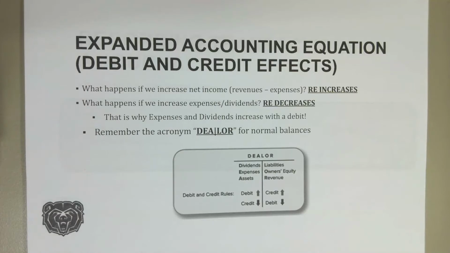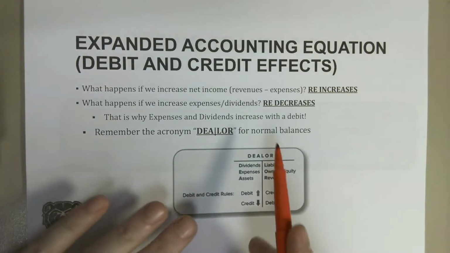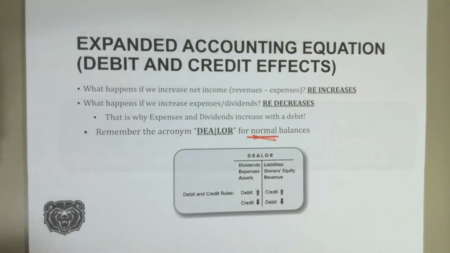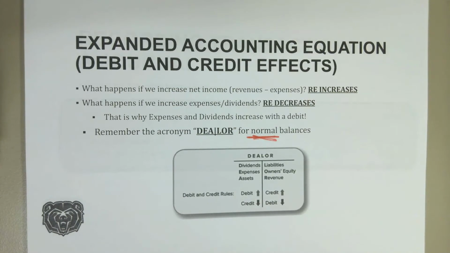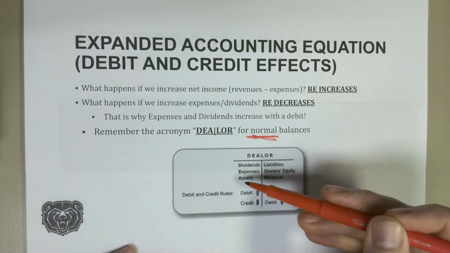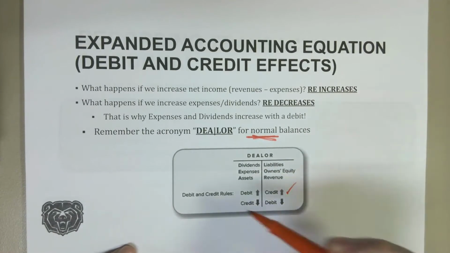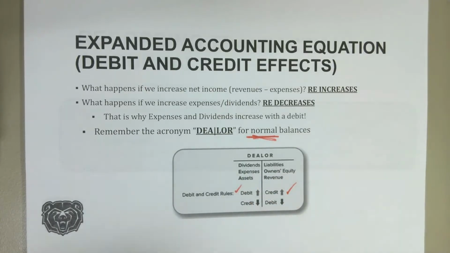So if you can remember the acronym DEALOR for normal balances, it will help you. It essentially means that on the left, you have dividends, expenses, and assets, okay? And on the right, you have liabilities, owner's equity, and revenue, okay? So anything in this left-hand column increases with a debit. Anything in this right-hand column increases with a credit, okay? So that's one way to remember it.